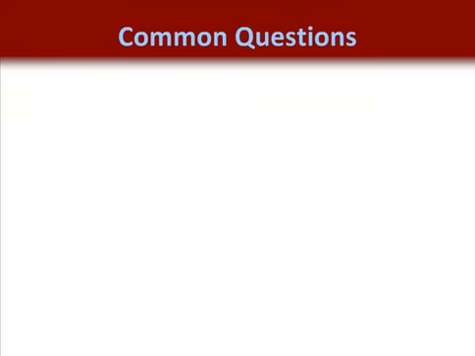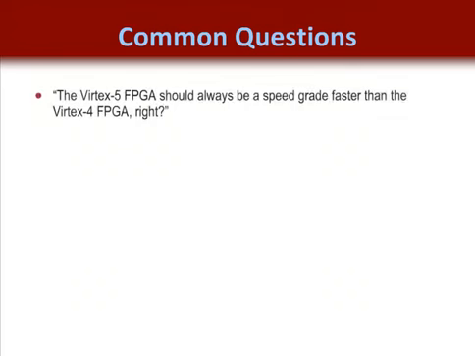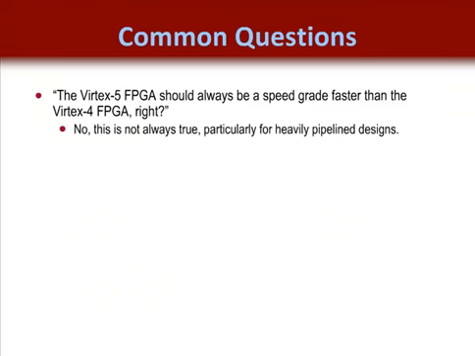Some more common questions. The Virtex-5 FPGA should always be a speed grade faster than Virtex-4, right? Well, no, this is not always true, especially if the design was heavily pipelined and hasn't had any design work to upgrade it to the new 6-input lookup table. So the answer there really is a factor of you won't get the high speed performance until you do a bit of design work to take advantage of the Virtex-5 features.